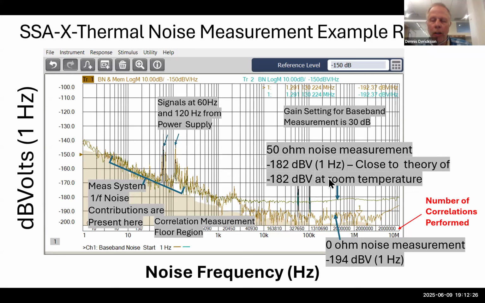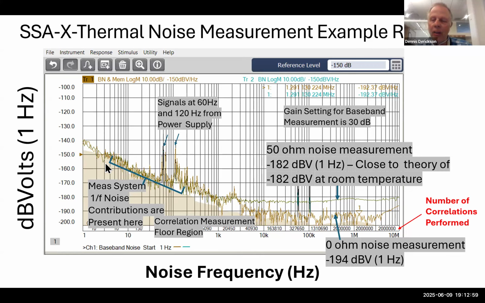Now, if I do the measurements in dB volts, 1 hertz bandwidth, then we should get around minus 182 dB volts in a 1 hertz bandwidth. And indeed, we get something pretty close to that in this system, around minus 182 dB volts. We're directly measuring the noise that comes from that resistor. Very sensitive receiver here. Now, at the lower frequencies below 1000 hertz, you can see it starts rising.